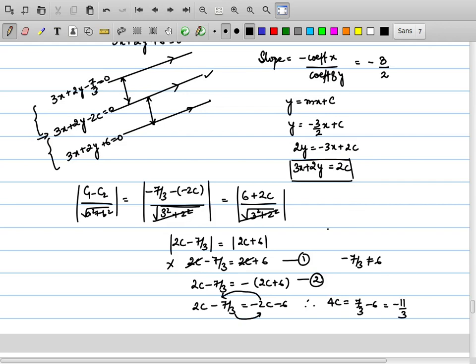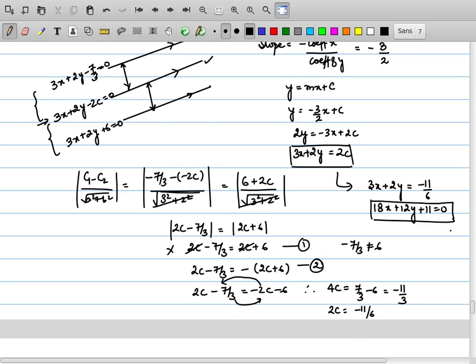Therefore we need the value of c, or rather 2c. Therefore 2c is what? Minus 11 by, we'll take 2 from this side to the denominator, therefore it becomes 6. Therefore your required equation becomes 3x plus 2y equals minus 11 by 6. If we take 6 to the left side, we have 18x plus 12y plus 11 equals 0. This is the line which lies midway between the two given parallel lines.